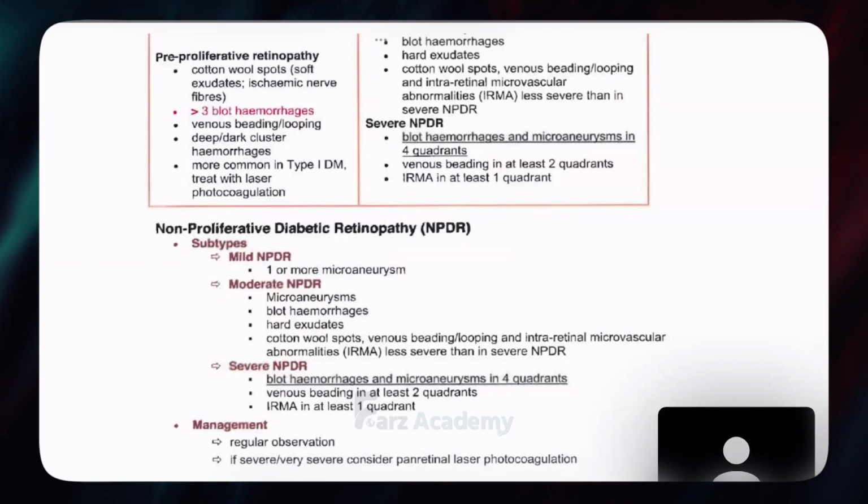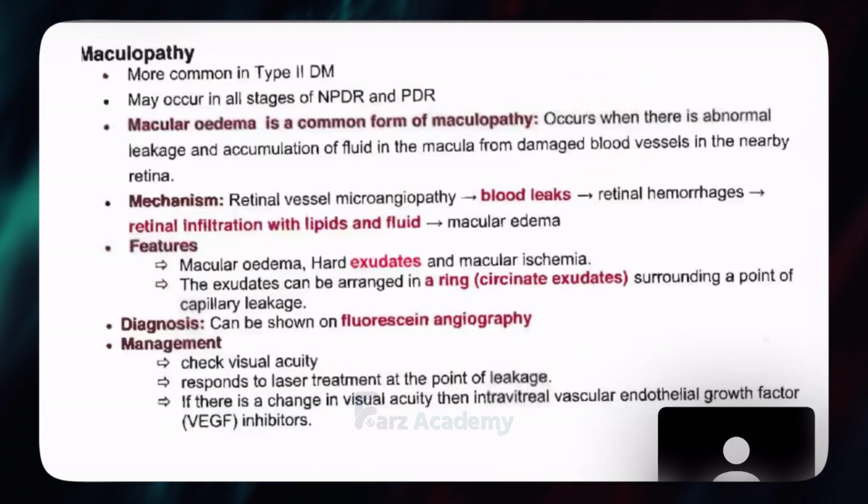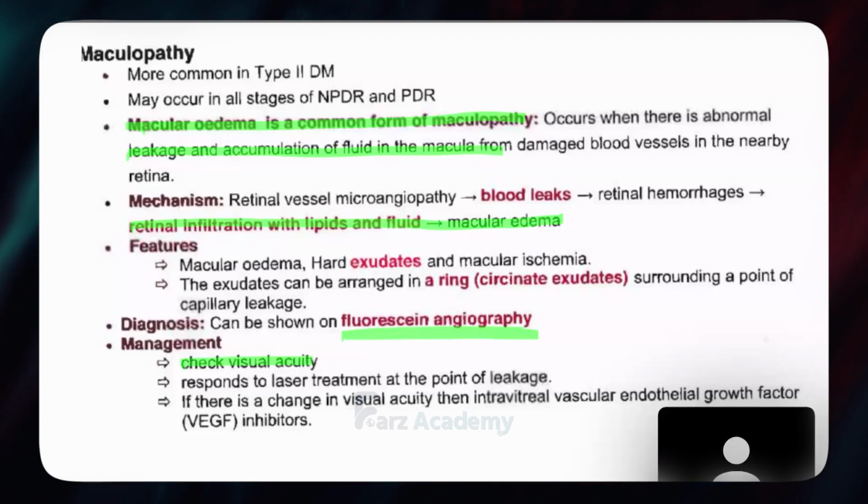So how do we manage this? Regular observation and mostly laser photocoagulation. What is maculopathy? Macular edema is a common form of maculopathy. It occurs when there is abnormal leakage and accumulation of fluid in the macula. There is also retinal infiltration of lipids and fluids causing macular edema. Diagnosis is by fluorescein angiography, and management is routine visits to an ophthalmologist for visual acuity checks, and ultimately laser treatment or VEGF inhibitor injections. So treatment of maculopathy is regular checkups, laser treatments and VEGF inhibitors.